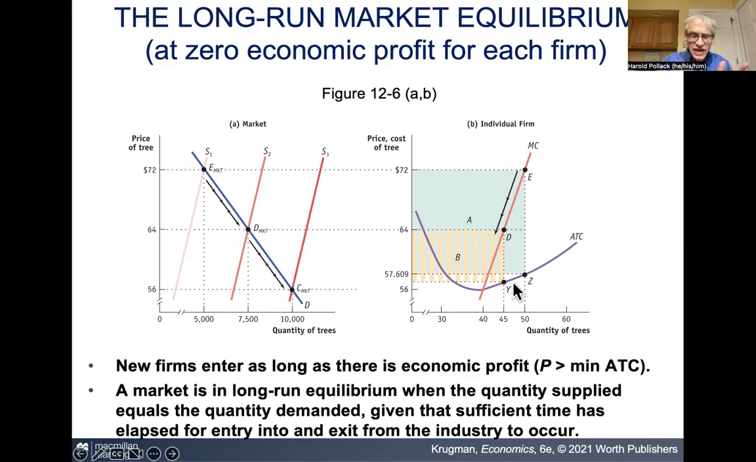So when there's entry into the market, we're basically going to drive the price down to where each of the firms ends up at this point. So lots and lots of firms, each one of them is at the minimum of their average total cost curve. From the point of view of society, it's a very efficient outcome because this is the most efficient way that we can produce trees. Lots of different firms, each one of which is at its most efficient size.